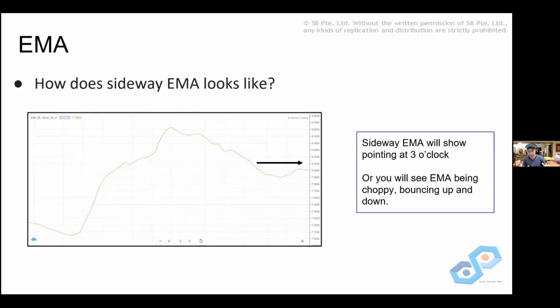Now, again, it's tough. When it comes to a sideways trend, the EMA will also be confusing. It can be up, it can be down. It sometimes is just a roller coaster, like a range of mountains, up and down, up and down. But sometimes you will see that there is no volatility. It will just be pointing towards 3 p.m. That's basically what we can see in the EMA.